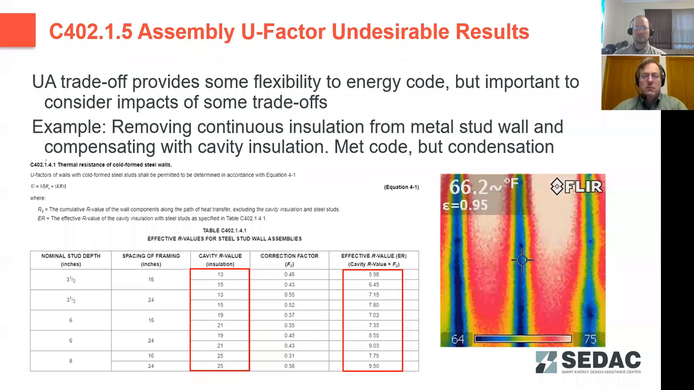For steel buildings, we've shown an example in a table here. If you're using steel framing in a building, the installed R value that you put in between those studs is going to be reduced significantly by the thermal transmission capability of that steel structure. So you see in this example thermal image, this is a building we went and visited. It was code compliant at the time, but they met code compliance without having continuous external insulation through a UA trade-off method.